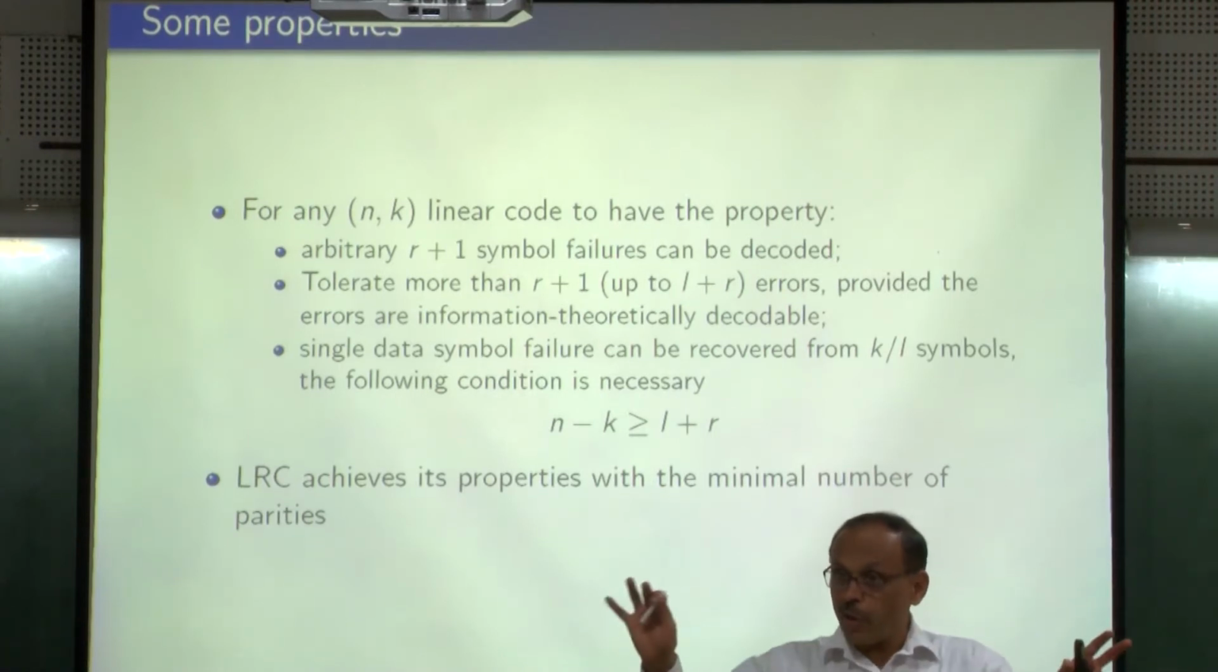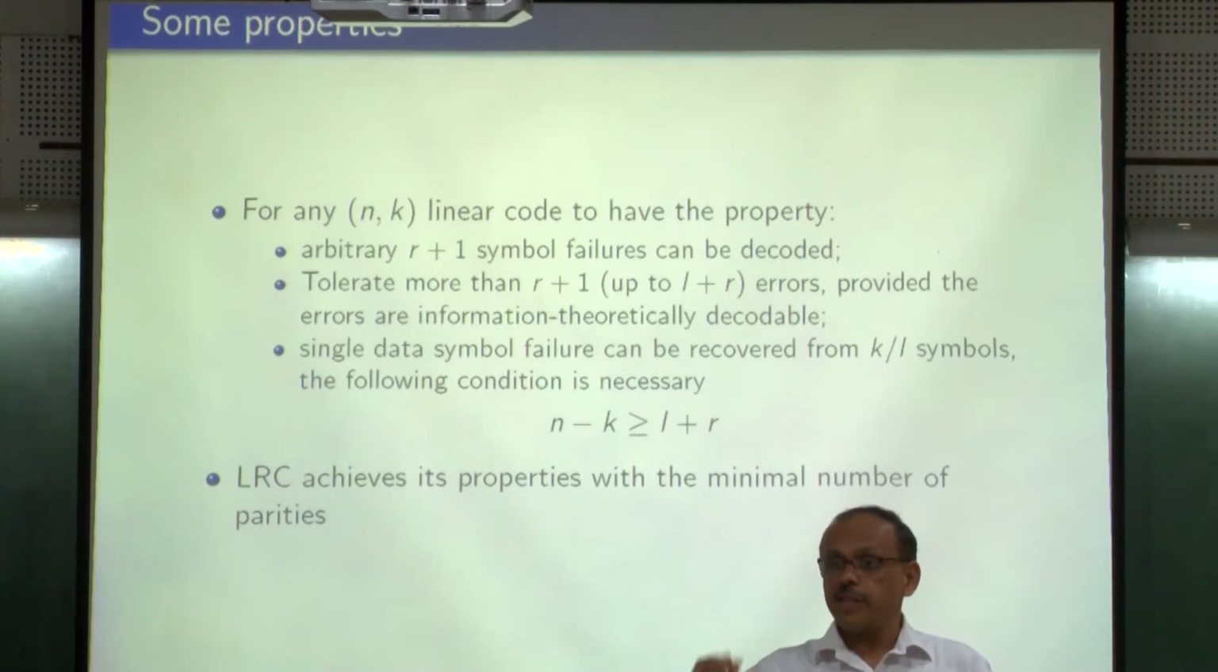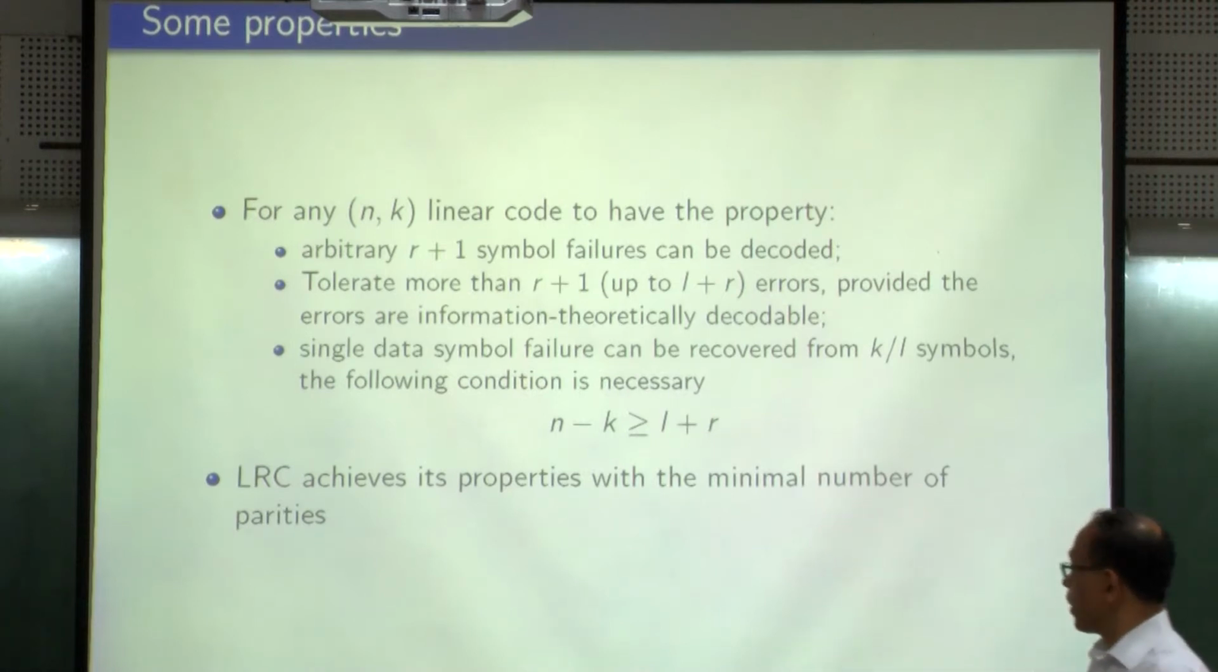So now you put the local constraints, so that will start reducing the number of equations possible. More details are there in that paper that we mentioned. If you go through that, we will come back on that. So LRC achieves these properties with the minimum number of parities.